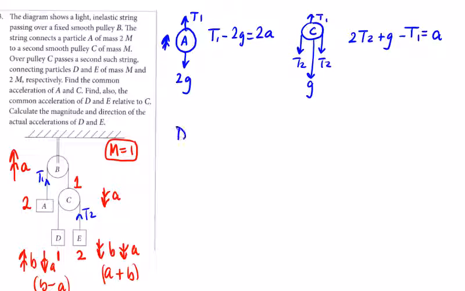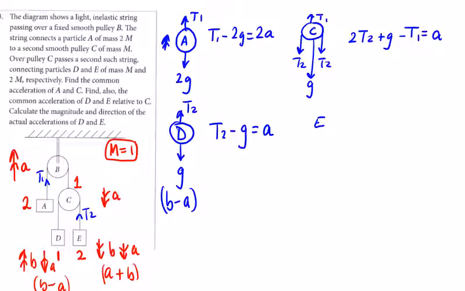For D, we have one string, which is T2. We have a mass of 1, so 1g, or just g, and we have its acceleration we have gotten already as b minus a. So D is going up to begin with, so T2 minus g is equal to ma, or just 1a, m was 1.